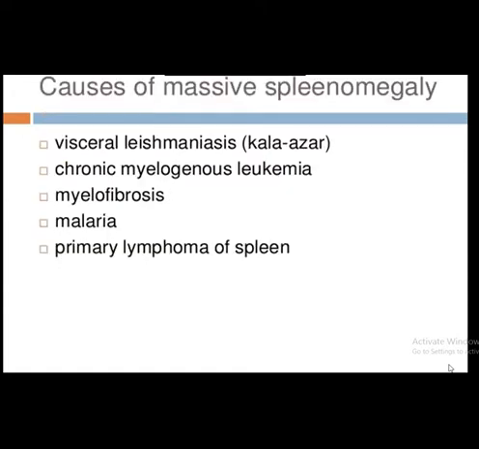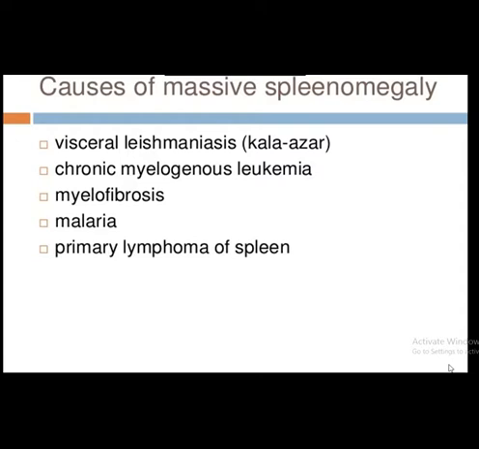Conditions which can lead to the infiltration of the spleen with malignant cells or malignant diseases. Causes of massive splenomegaly. This is the condition which needs a surgical intervention. If your patient has a massive splenomegaly, almost the whole of the abdomen is filled with spleen, so your patient will have discomfort, abdominal pain, a bulky abdomen. So all those conditions need attention.